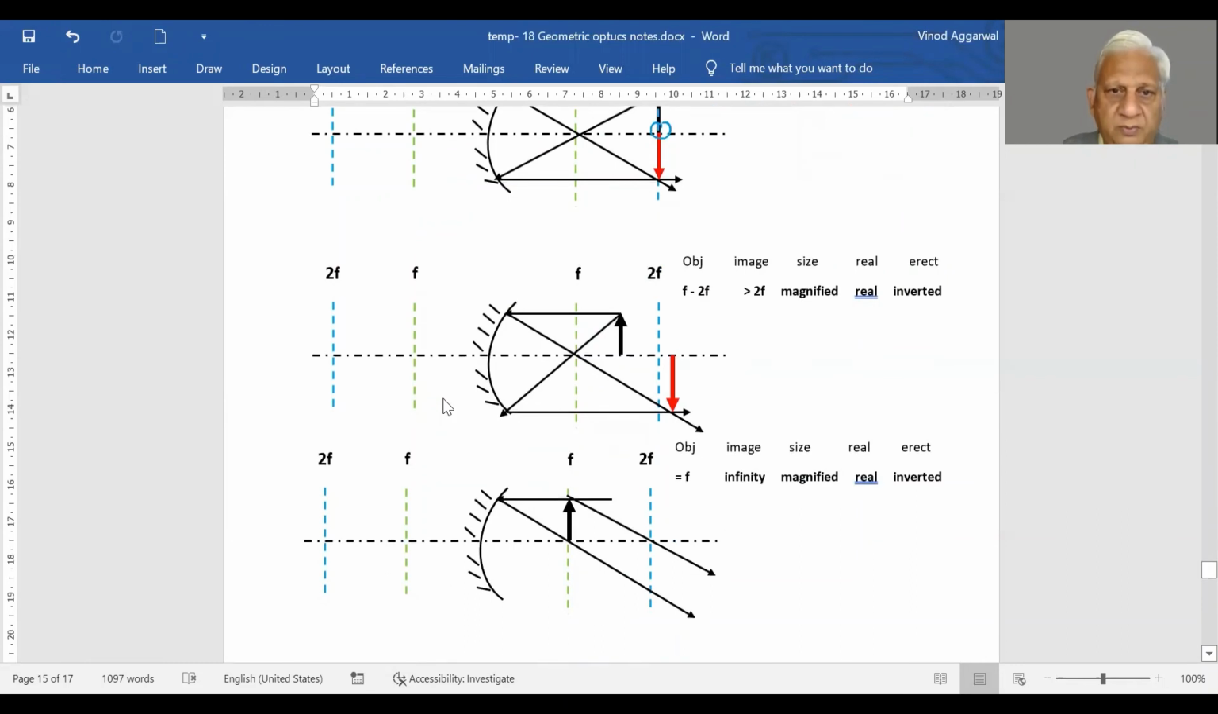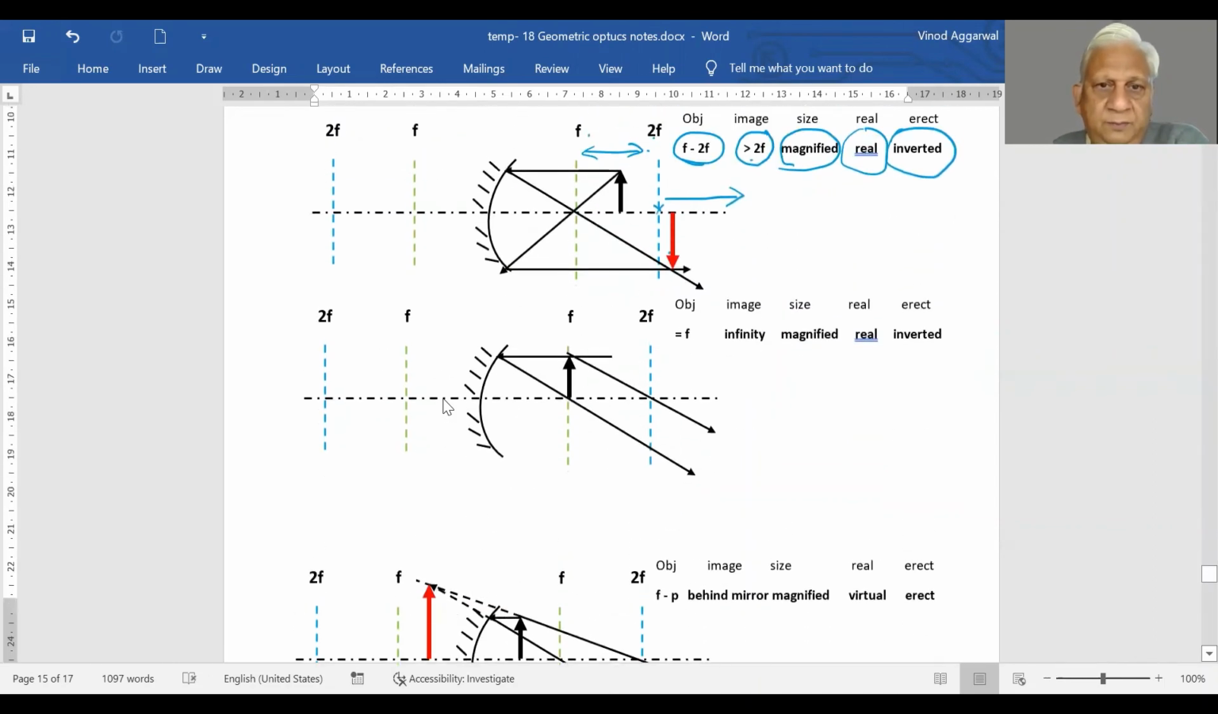We bring our object closer. This was at exactly 2f, so we bring it closer to f. If your object is between f and 2f, then our image is formed beyond 2f. This is our 2f. It will be formed beyond 2f. And in this case, it will be magnified. Image will be real and image will be inverted.